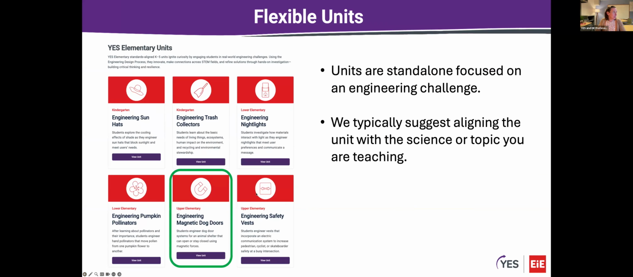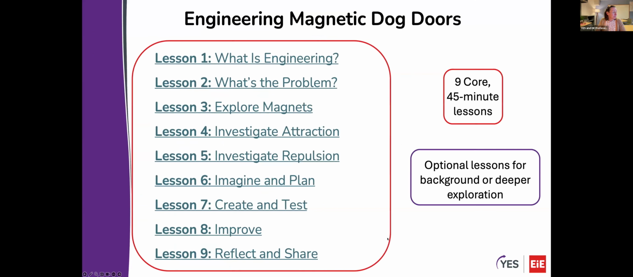So this is just a page on our website, you would probably look at our engineering magnetic dog doors unit because that focuses on magnets. And so this is an overview of our 9 lesson structure. So this is just kind of an outline. And I'm not going to talk through every single lesson, but this is a good example of what many of our lessons look like.